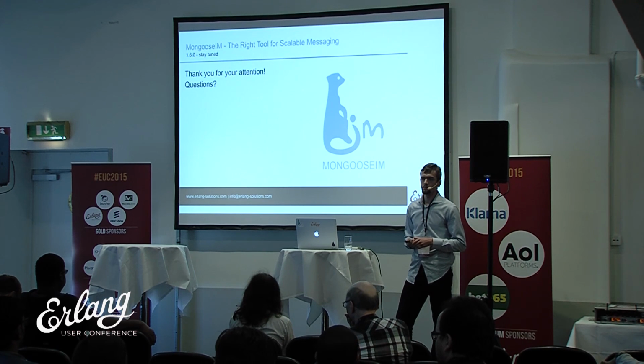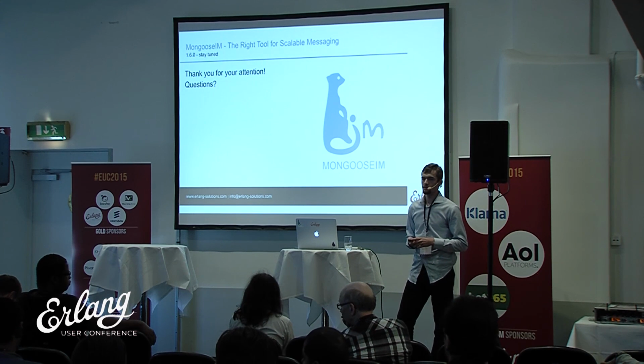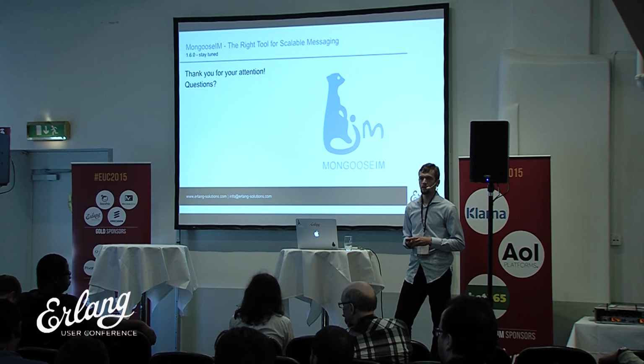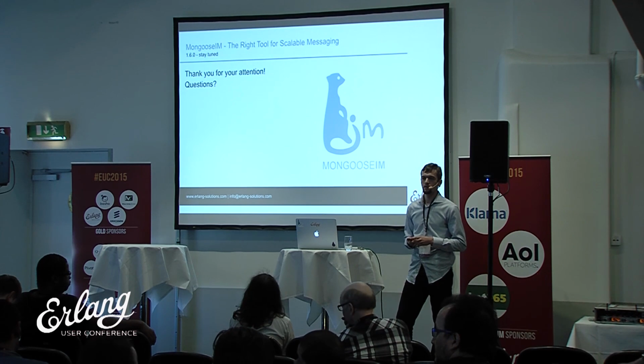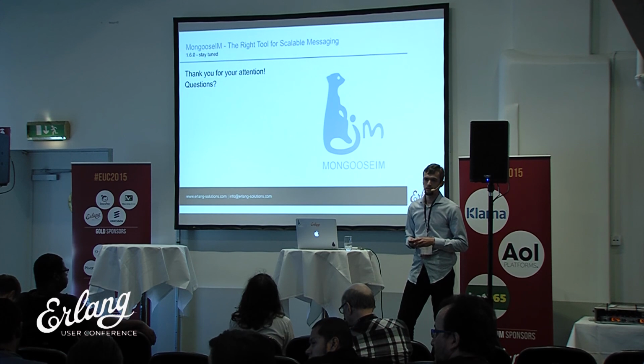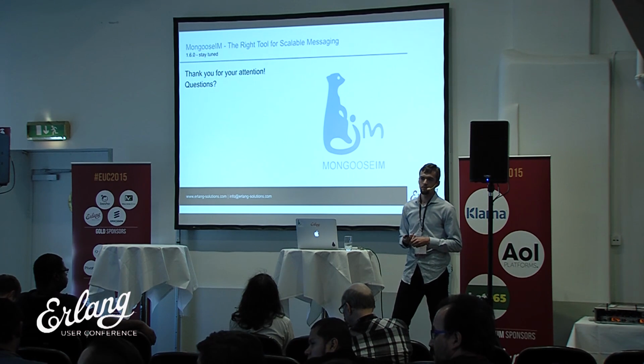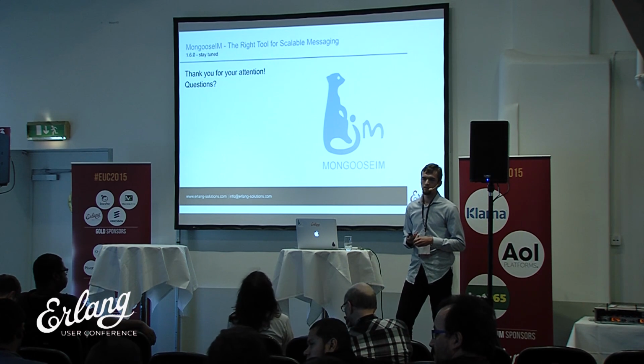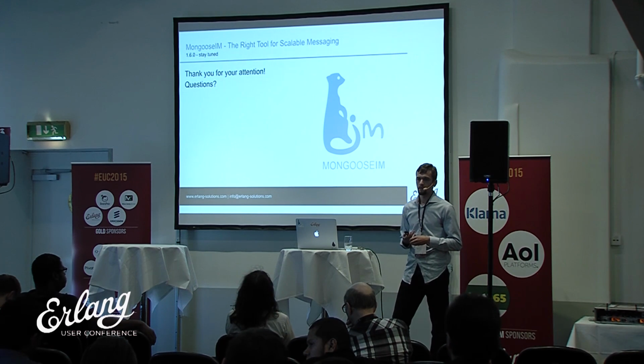Any more questions? I just got a general question. MongooseIM is a massively scalable messaging system, and with integration with Riak, how would you see the future development? What's on the roadmap? What's going to come in the future?